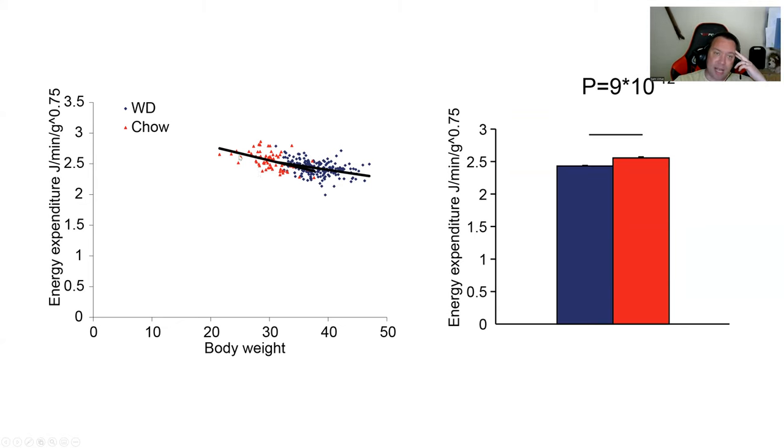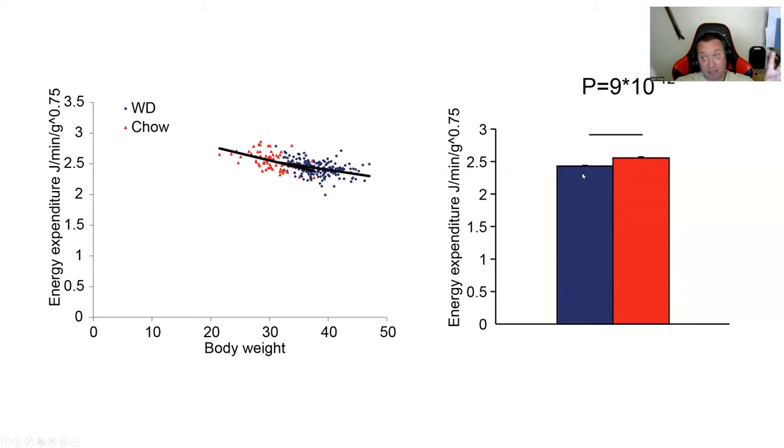And then what we now see is that all of the red dots, using this division by body weight to the 0.75, are higher up on the y-axis than the blue dots. And we've got zillions of mice. So what we see is a nice, compelling result. The fatter mice, which are the Western diet ones in blue, are expending less energy. They have a lower metabolic rate, according to this analysis, than the red triangles here, which are the chow-fed mice.